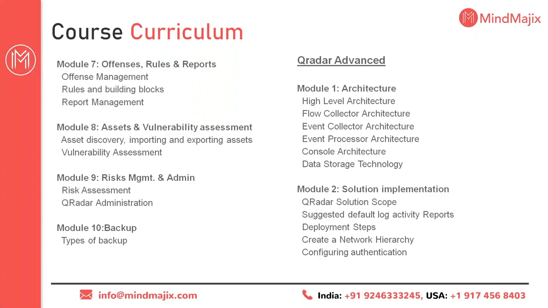Then we have the flow collector architecture. Flow collectors are for the network activities. The data reflected in the network activities is collected by your flow collectors and flow processor. Next are your event collectors. When any system creates any activity, or any activity occurs on the machine, it will be collected by the event collector. Next is your event processor.